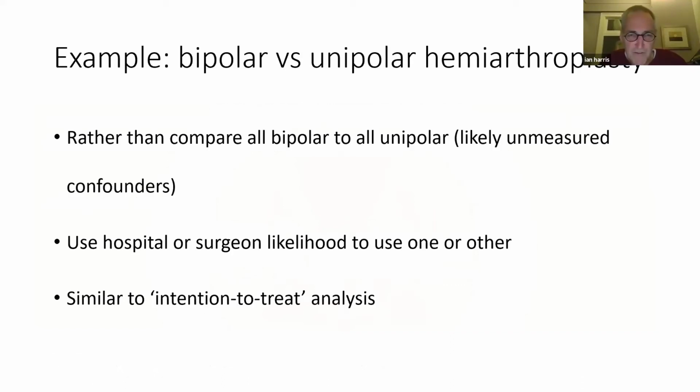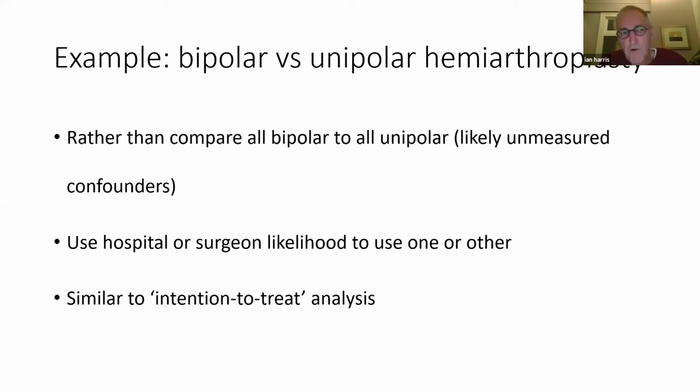I've used John's example and I've reworded it a little bit. So rather than comparing all bipolar cases to all unipolar cases, because we don't know why they were chosen, we can use hospital or surgeon preference. So you'll find that some surgeons will normally use a unipolar. Well, they might sometimes use a bipolar. Other surgeons will normally use a bipolar, unless there's some sort of extreme example as to why they wouldn't. And you can use that variable through some statistical methods to work out its influence on the outcome.